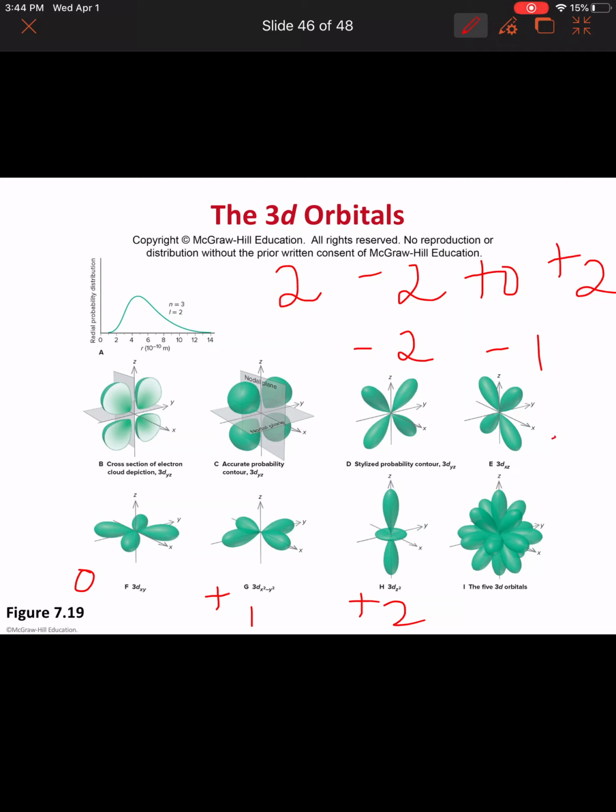The first 4 would be like butterflies. They would align along the axes labeled here, and then the last one is different. Anyway, you guys know it looks like this. Okay, and then the 5 d orbitals put together, you can see them all like this. You see, like that, 5 d orbitals.